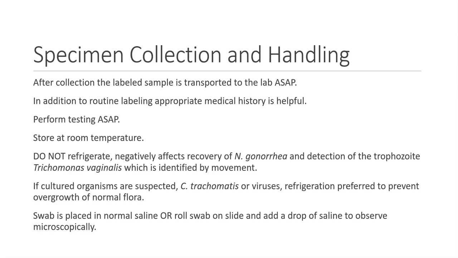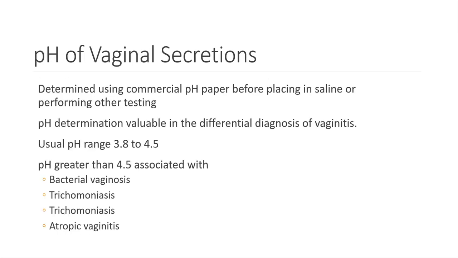to observe microscopically. The pH of vaginal secretions is very important, and this is determined using commercial pH paper before placing in saline or performing other testing. pH determination is valuable in the differential diagnosis of vaginitis. The normal pH range is 3.8 to 4.5. A pH greater than 4.5 is associated with bacterial vaginosis, trichomoniasis, and atrophic vaginitis.